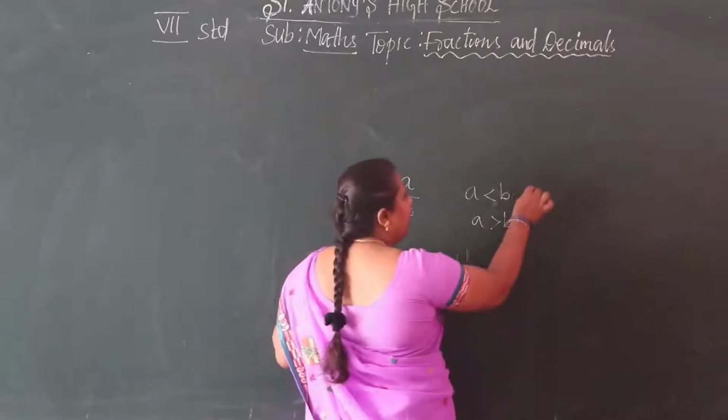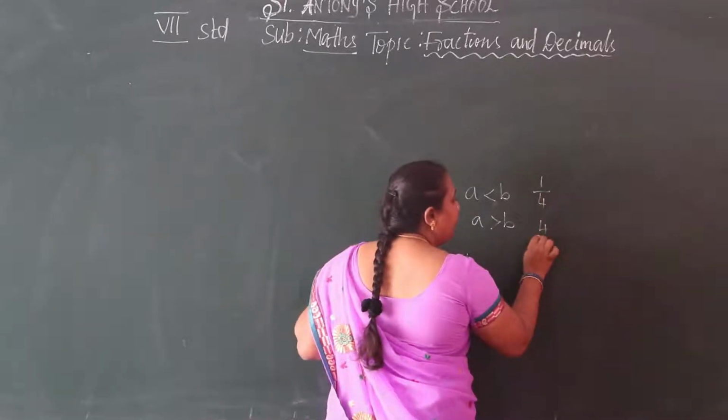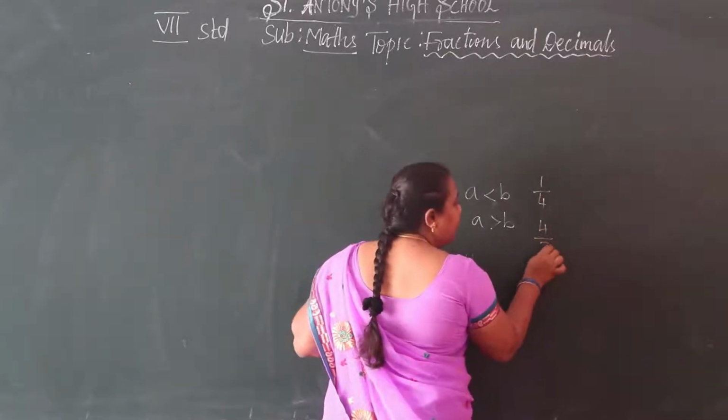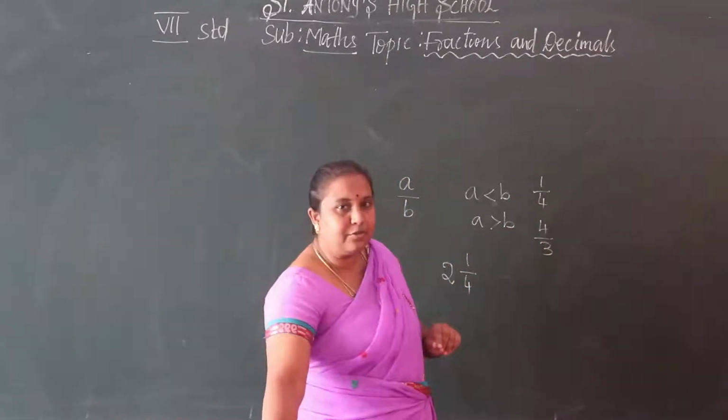Here we have what is a proper fraction? 1 by 4 is a proper fraction and 4 by 3 is an improper fraction. Understood children? Okay.